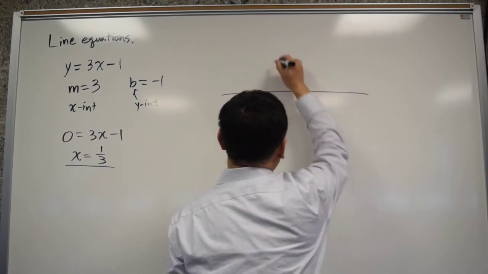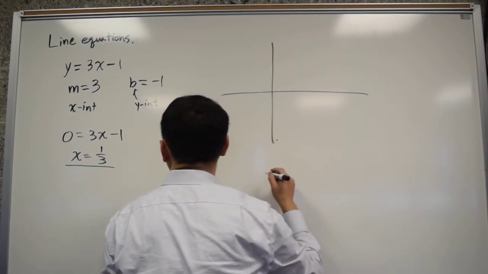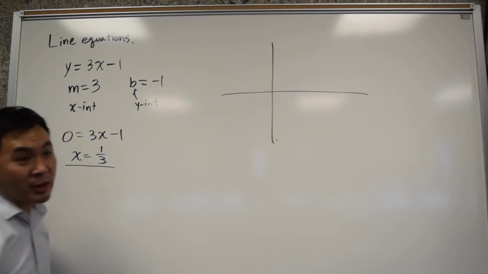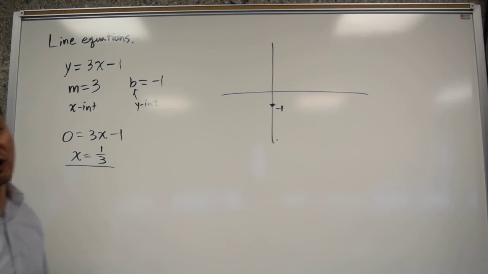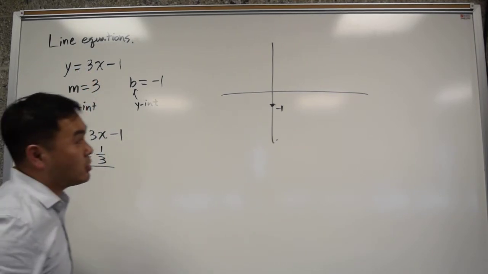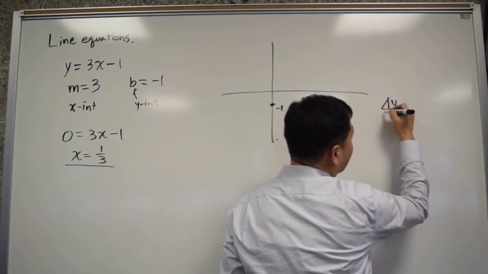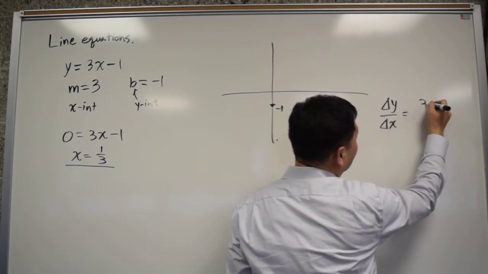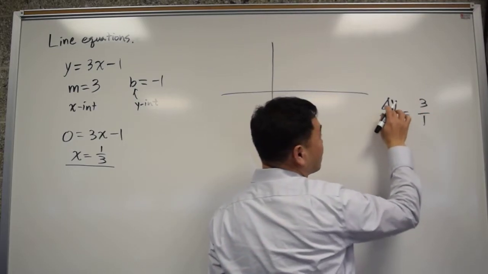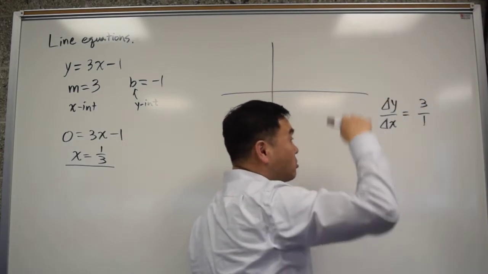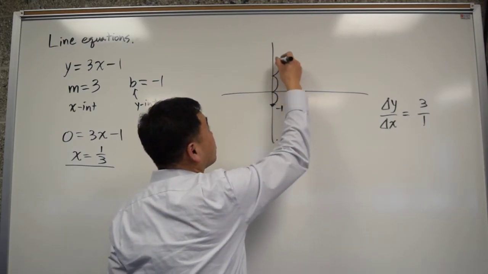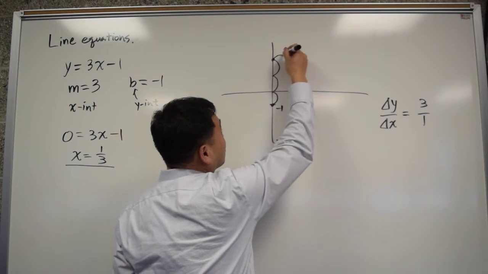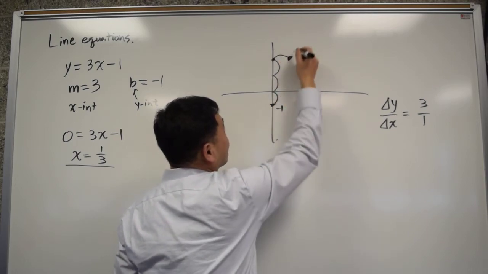Now you have to draw the graph. How do we do it? First, because b is -1, I know that it passes through -1 on the y-axis. And then the slope is 3, so change of y over change of x is 3 over 1, meaning that when your change of y is 3, your change of x is 1. So you go 1, 2, 3 steps up, and you go 1 step right. That's your next point. You connect the two.